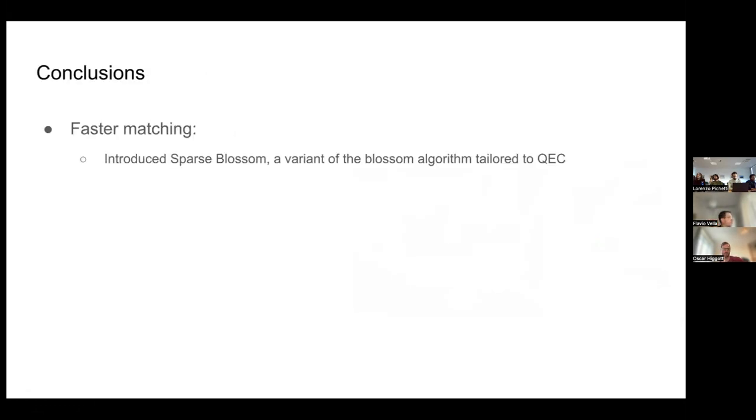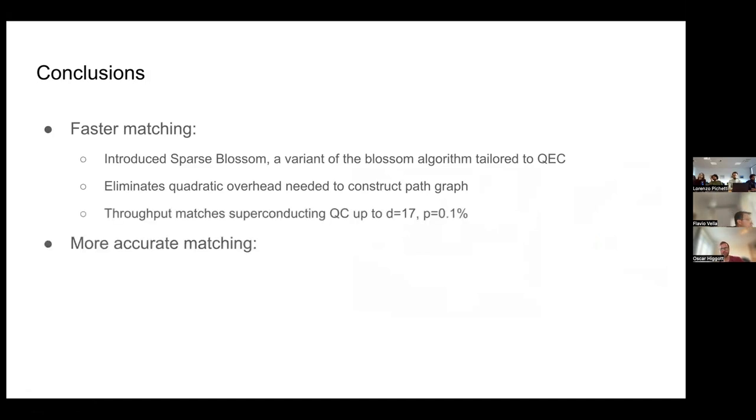Okay, and then just to conclude, I showed faster matching, which is sparse blossom, a variant of the blossom algorithm tailored to error correction. It eliminates the quadratic overhead needed to construct the path graph, and it essentially matches the required throughput of superconducting quantum computers up to distance 17.